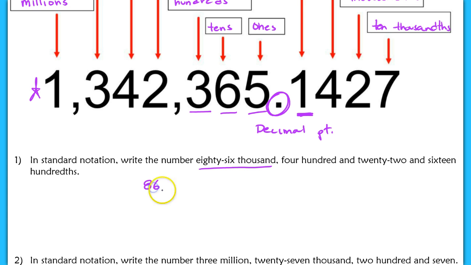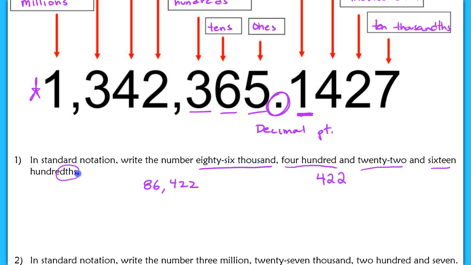Now if it's 86,000, I'm going to start with 86 and then show that I have the thousands place here, right? 86,000. But then I have this afterwards, 422. Now 422 looks like this, and I'm going to replace these zeros here with the number 422. So far I have 86,422, and then it says 16 hundredths.